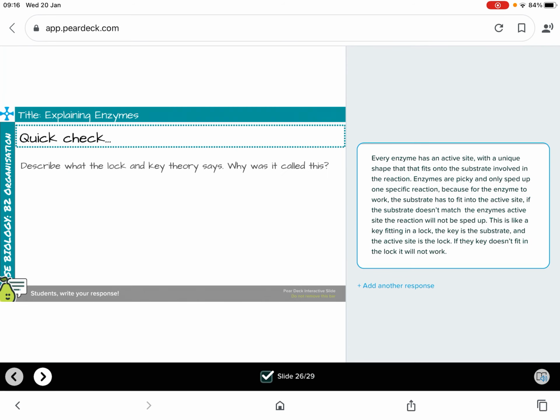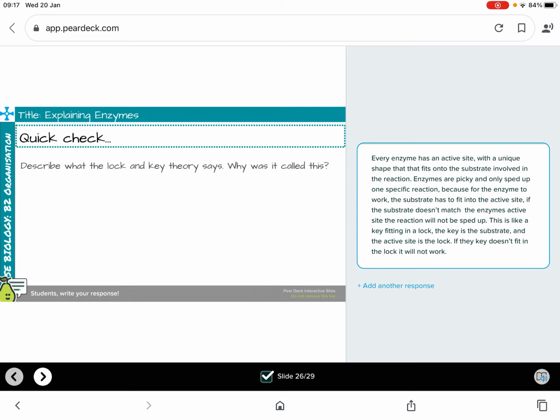So, quick check from your notes that you made from the video and the diagram and things like that. What is the lock and key theory? Why was it called this? So, every enzyme has an active site with a unique shape that fits onto the substrate involved in the reaction.